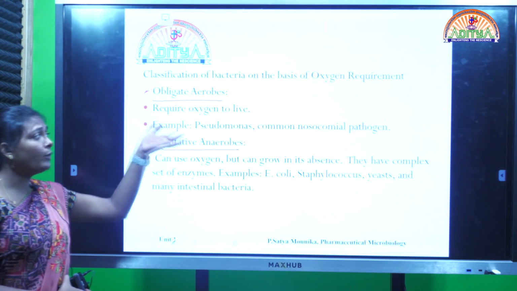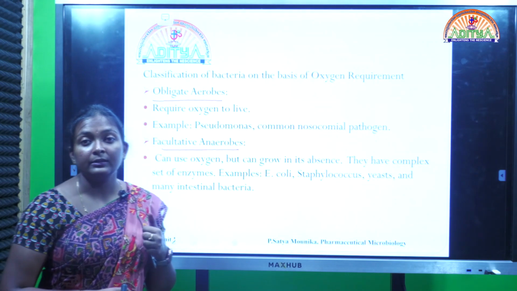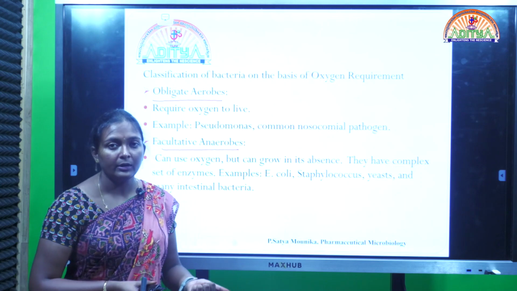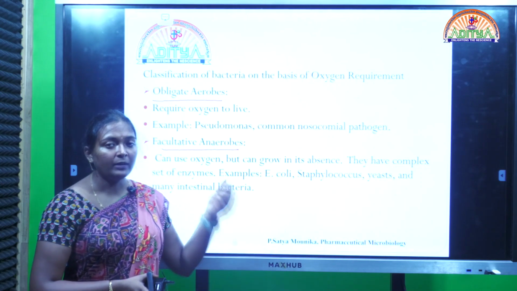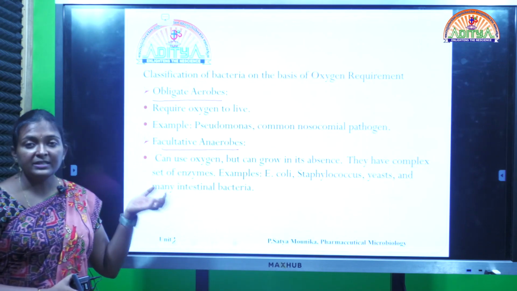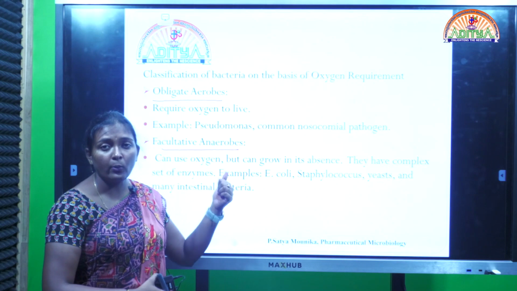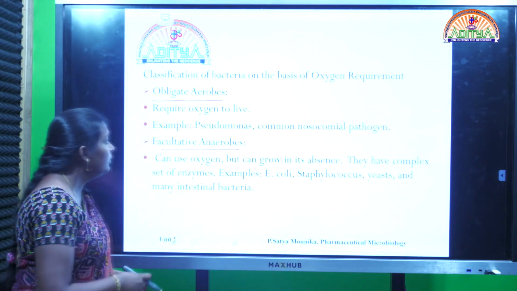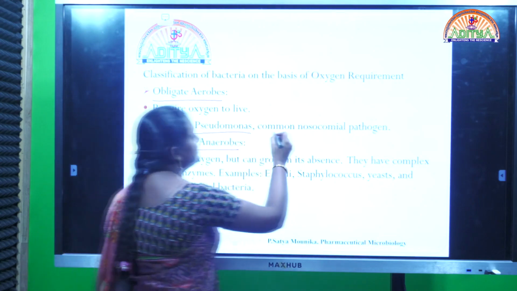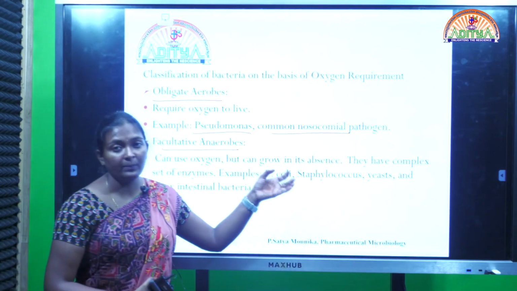So first, coming to the obligate aerobes. Obligate is nothing but necessary or highly important. Without it, these bacterial cells cannot live. Aerobe means in the presence of oxygen, so these bacterial cells do require oxygen for their living. Now, examples of this type of bacteria are Pseudomonas as well as nosocomial pathogens.